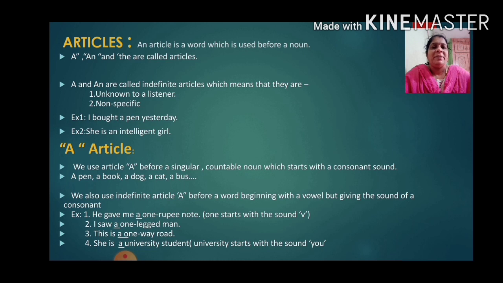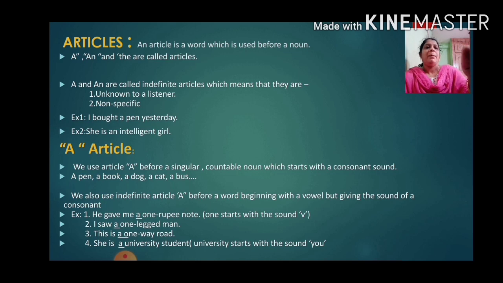Some more examples here. I saw a one-legged man. One, again the sound is, though it's a vowel, it has the sound of a consonant. V sound it has. Next one. This is a one-way road. Next one. She is a university student. Again here we are using the letter U. Though U is a vowel, it has the sound of a consonant, Y-O-U-U. So we are using the indefinite article A.